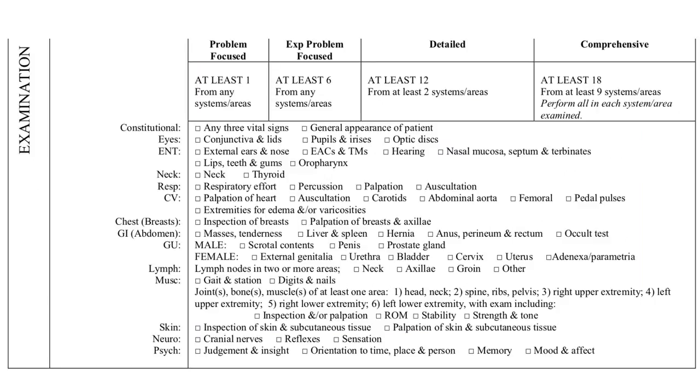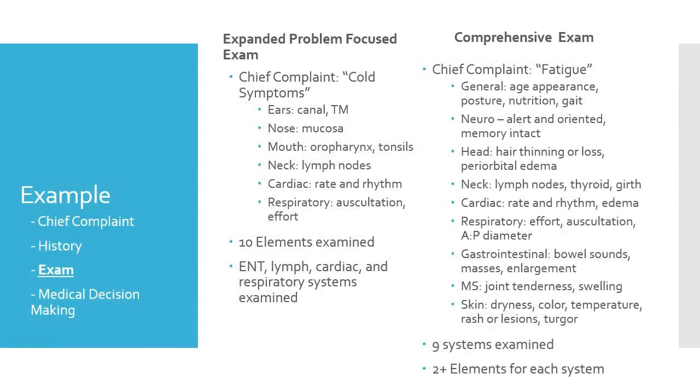These elements can be confusing, so using a chart like this one as you start the coding process will assist you in deciding what type of exam you performed. As we reviewed in Module 1, let us review the difference between the elements again. A person comes in with cold symptoms, so you briefly examine their ears, nose, mouth, neck, heart, and lungs. You have examined multiple body systems, but you have examined only 10 elements in the systems total, making this an expanded problem-focused exam. To be a detailed exam, you would need more information, but to be a problem-focused exam, you would need less information.